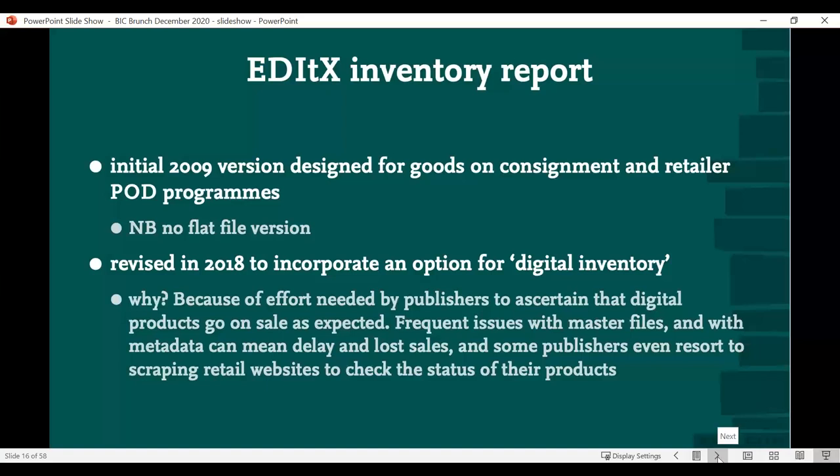Much better if each retailer could report, yeah, we've got your master file, it's exactly as we want it, it's on sale. Not reporting the sale, but reporting the fact that that product is on sale, or reporting back to the publisher that they've discovered some problem. Maybe the master file is corrupt, maybe they're still waiting for the metadata. So whilst publishers were resorting to scraping retailer websites, there can now be a simple standardized report. Next slide, please.